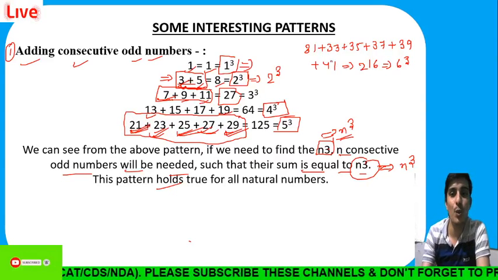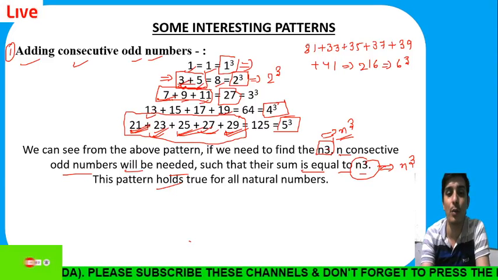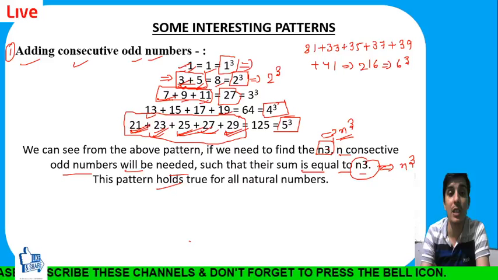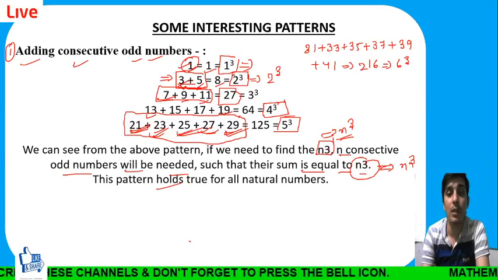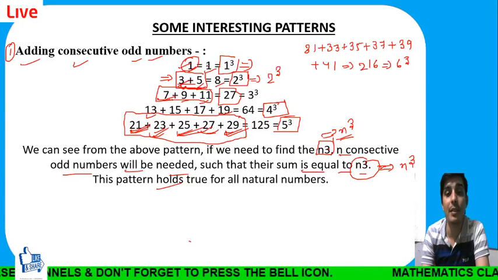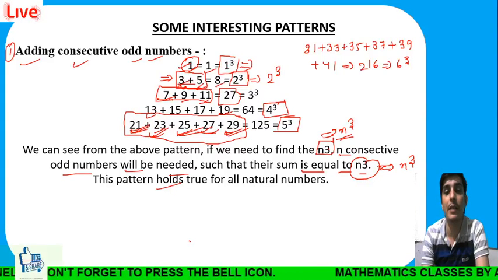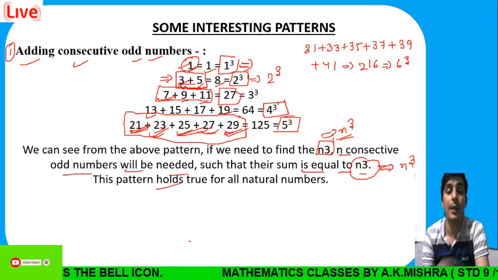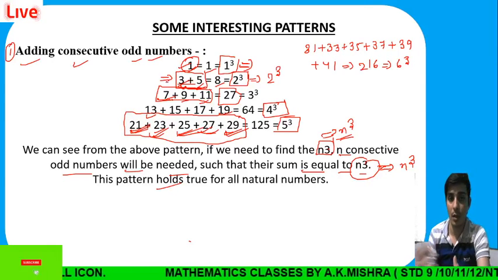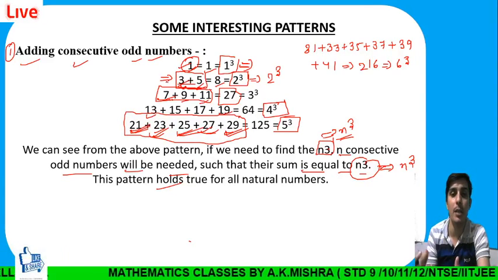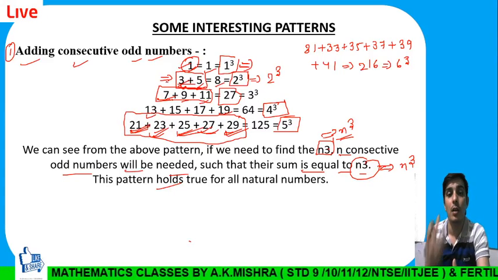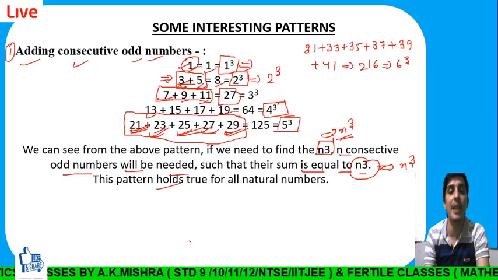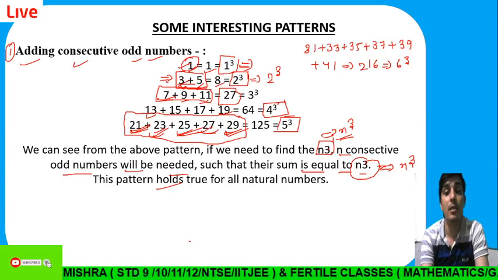So if we need to find n raised to the power 3: when we take one odd number, after adding we will get 1, the cube of 1, right? And when we take the next two consecutive odd numbers, 3 and 5, after adding 3 and 5 we will get 8, and 8 is the cube of 2.